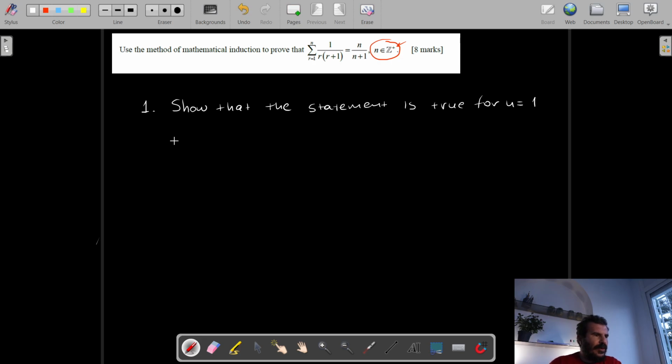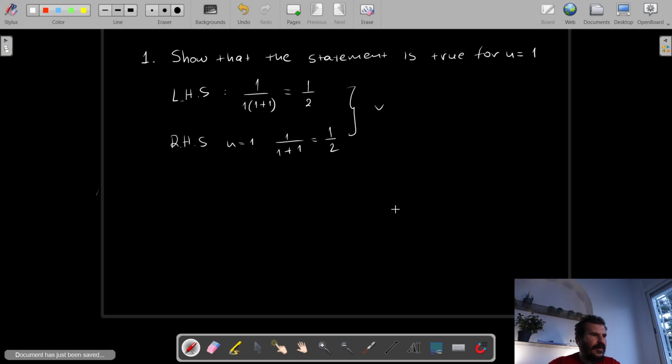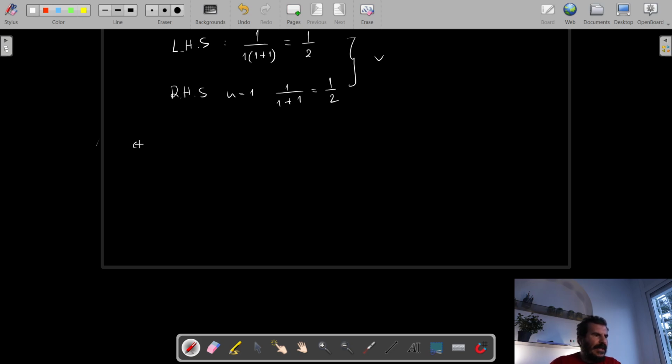So first I will check the left hand side, which is the series for r equals 1, so it's going to be 1 over 1 times 1 plus 1, which is 1/2. Done. I go to the right hand side now, and I'm checking where n is 1. When n equals 1, 1 over 1 plus 1, which is 1/2. Correct for both of them.